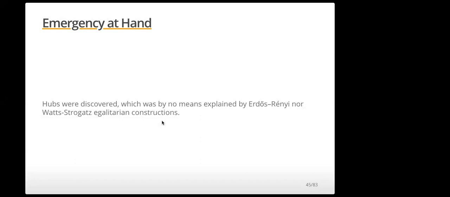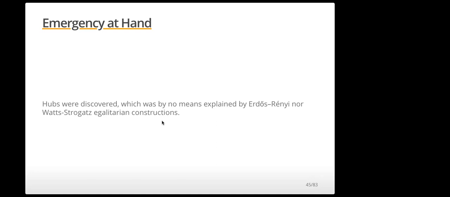So Barabasi calls up Duncan Watts, who hands over the Hollywood data. And he finds out that there are hubs in that data set, which are not explained by Erdős and Rényi, nor by Watts and Strogatz, because in these two constructions you have no preference of where you put the link or whom you connect to. If you look at the degree distribution, it's going to be that of a Poisson or a binomial, which was not what was going on in real world networks.